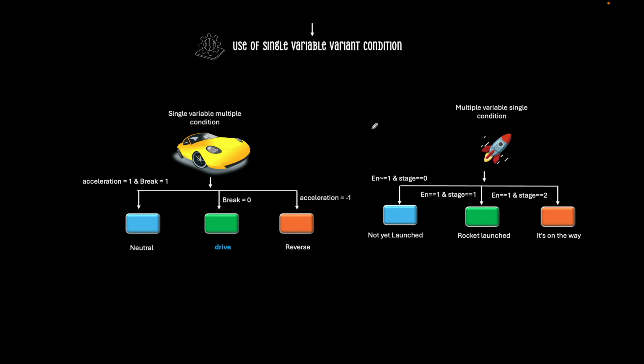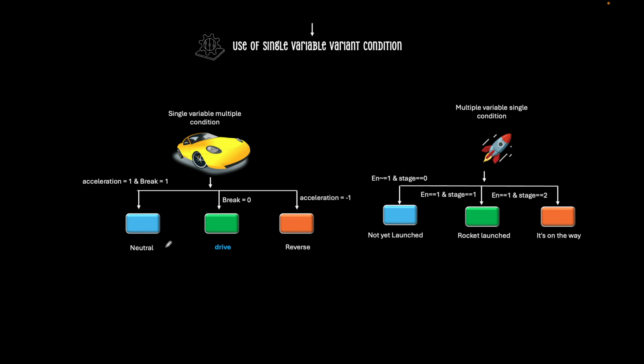So coming to the name, use of single variable variant condition, as the name suggests, we can use multiple variables or a single variable to define different variations in a system with the help of a variant subsystem. Coming to the first example, single variable multiple condition. Here you will be using a single variable, and there will be multiple conditions based on that single variable.